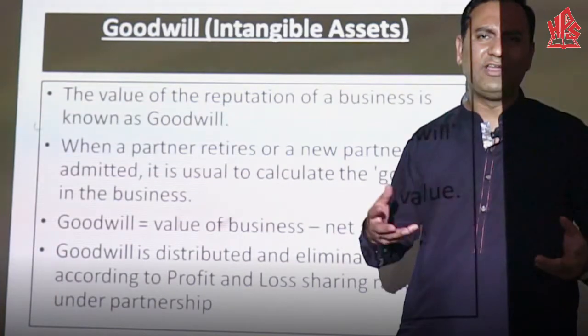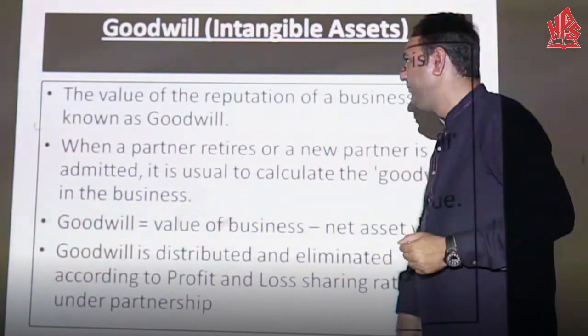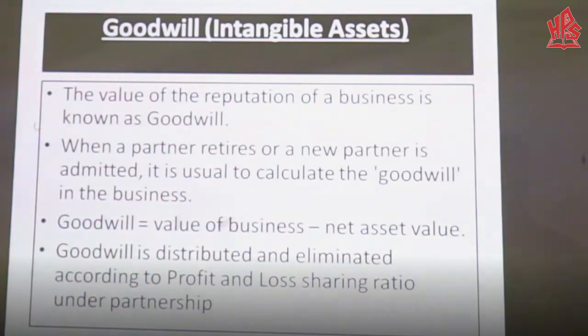Well, amortization is not a topic over here. We are just reviewing the topic goodwill. The value of the reputation of a business is known as goodwill. When a partner retires or a new partner is admitted, it is usual to calculate the goodwill in the business. Goodwill is equal to value of business minus net assets. Goodwill is distributed and eliminated according to the profit and loss sharing ratio under partnership.